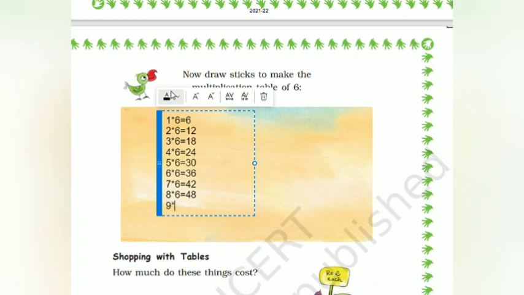9 times 6 is equal to 54. 10 times 6 is equal to 60. So likewise we got the table for 6 also. Okay, 1 times 6, 6. 2 times 6, 12. 3 times 6, 18. 4 times 6, 24. 5 times 6, 30. 6 times 6, 36. 7 times 6, 42. 8 times 6, 48. 9 times 6, 54. 10 times 6, 60.